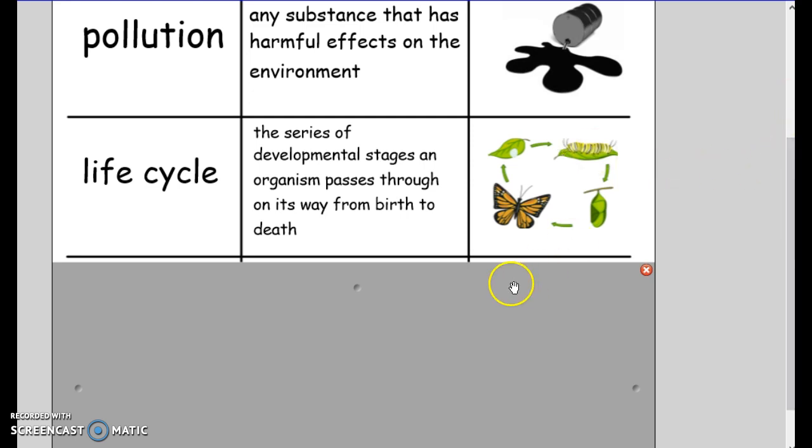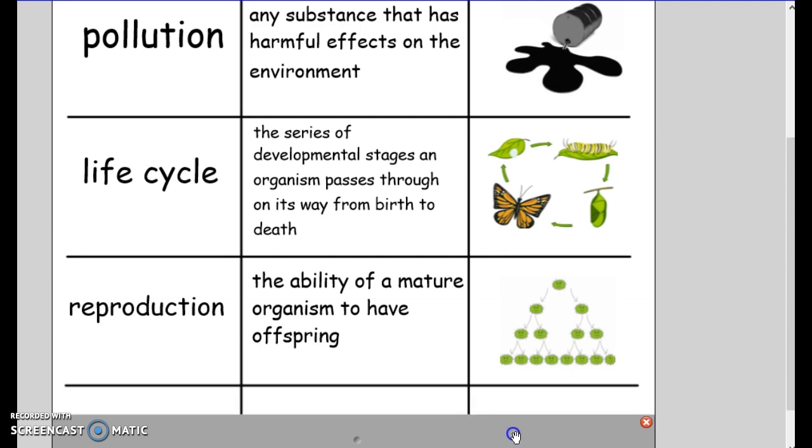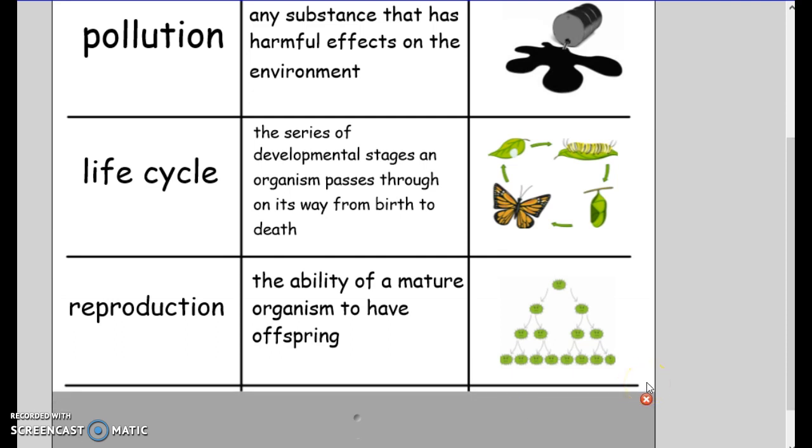And the last word for this section, section 1, is reproduction. Reproduction is the ability of a mature organism to have offspring, to have babies. So, right, it's the goal of plants, it's the goal of animals to reproduce in order to help themselves carry on. So these are the first 4 words. That's what's due on Thursday. Feel free to pause now, write everything down, or you can keep going so that you have everything done for next week.